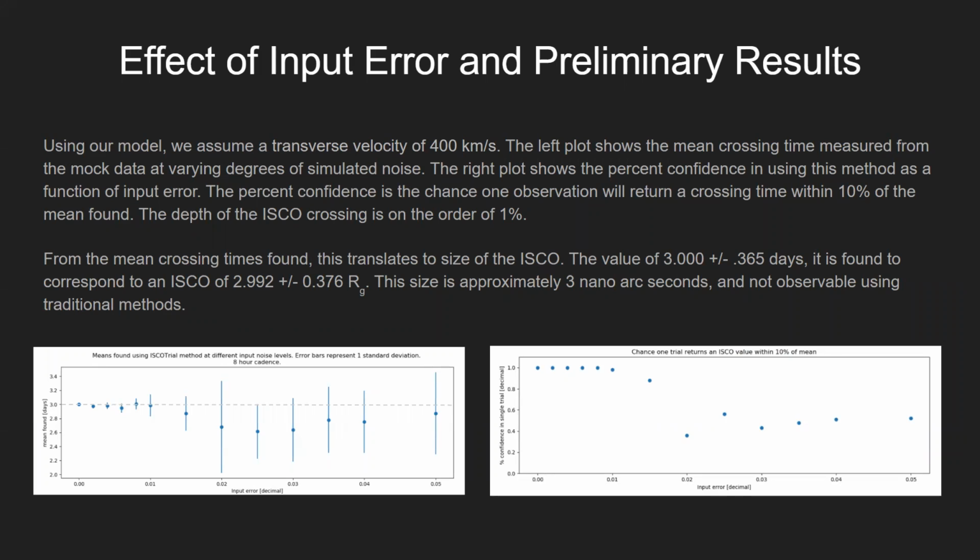Now I'd like to discuss the input error and the preliminary results. In our first plot at the bottom left, I have varying degrees of input error, as well as the mean ISCO found, or the mean time found for the crossing event. And this, based on our input parameters, corresponds almost directly to the number of R_g of the ISCO itself.